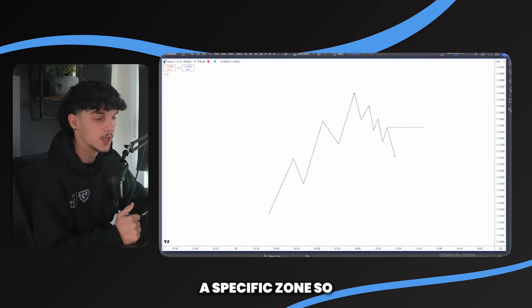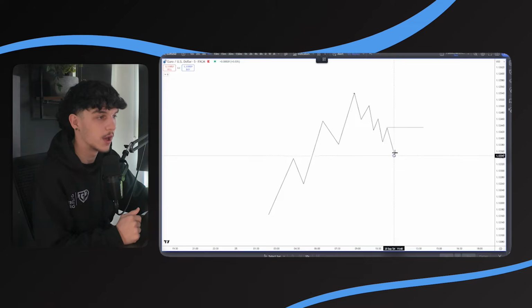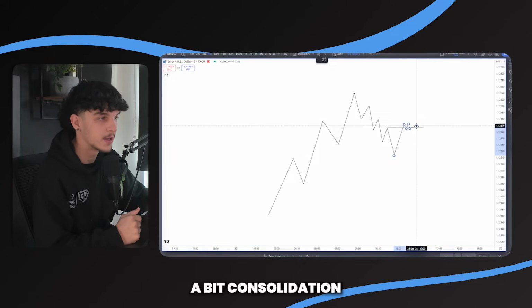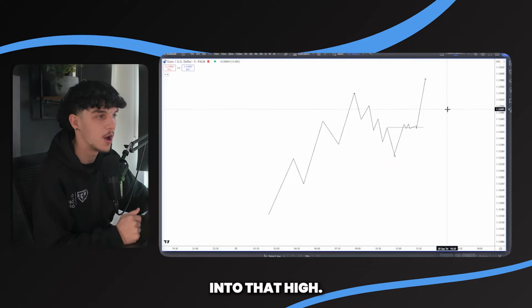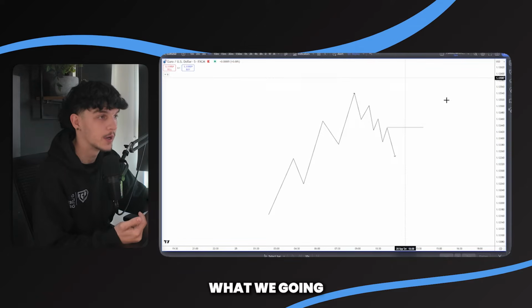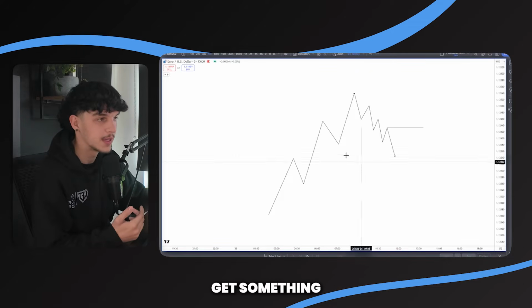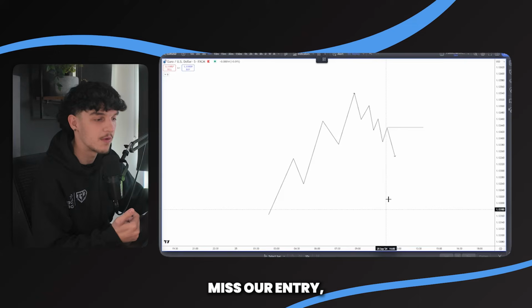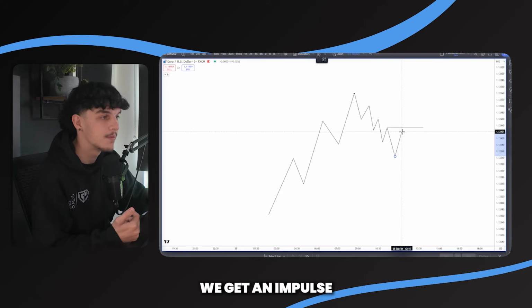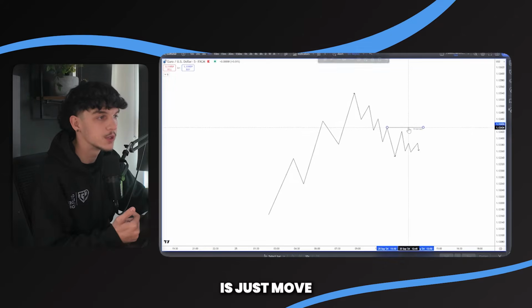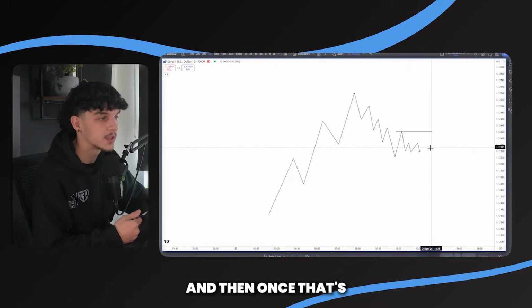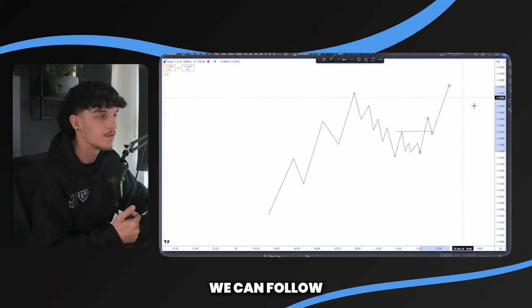specific zone. So now we can have a look at a buy stop there, and then maybe a bit of consolidation, and then a pop into that high. Okay, that's ideally what we're going to be looking for. However, if we don't get something like this, so maybe we miss our entry, for example, maybe we get an impulse and then a little bit of a retracement here. What we can do is just move this level to this previous high that was created. So that's the impulse of the buyers. And once that's actually treated with respect and we break above it, we can look for longs from there.